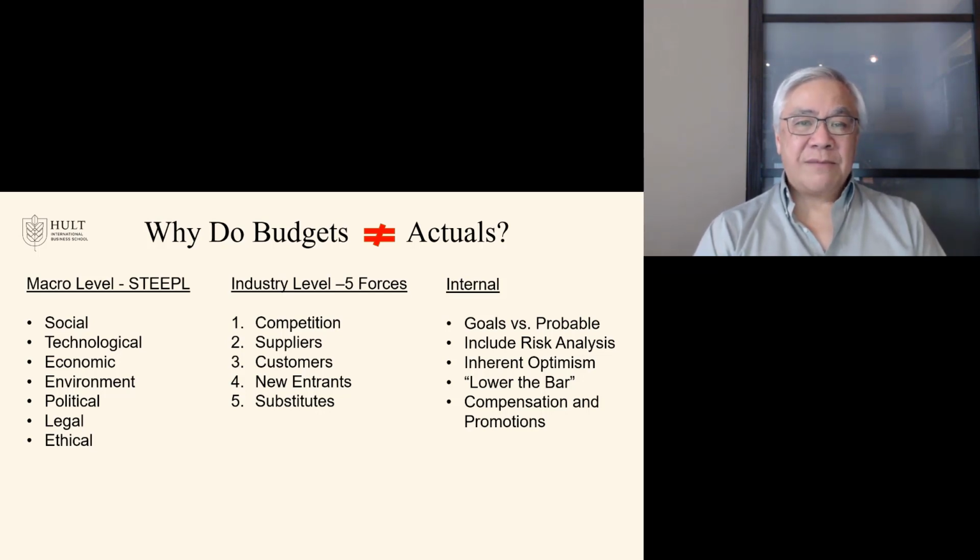Are they increasing prices, decreasing prices, entering new products, withdrawing from the market? These are all relevant to your products and services. Suppliers. Are there shortages of key inputs to your production process? Are there price increases or decreases based on what the suppliers are facing from their suppliers?